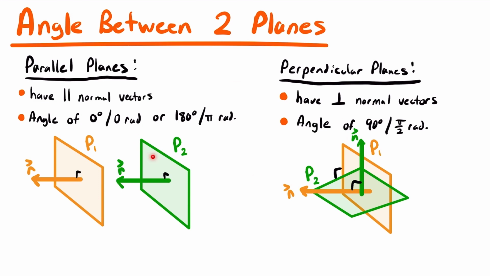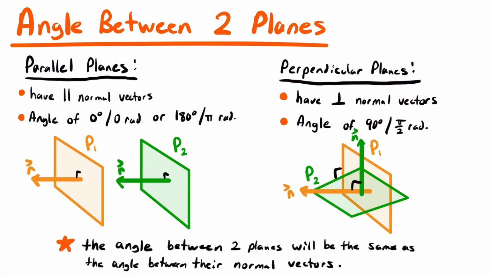And so the reason that I'm showing you what parallel planes and perpendicular planes look like along with their normal vectors, is to show you that the angle between the normal vectors of two planes is the same as the angle between the planes, right? The angle between these two planes is 0 or 180 degrees, and that would also be the angle between two normal vectors for those planes. And then for perpendicular planes, the angle between them is 90 degrees, as is the angle between their normal vectors.